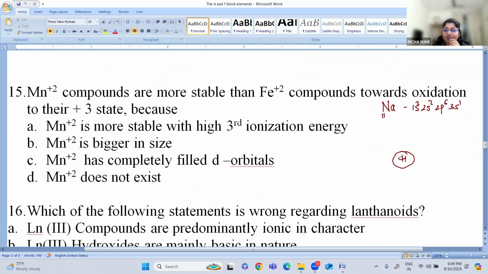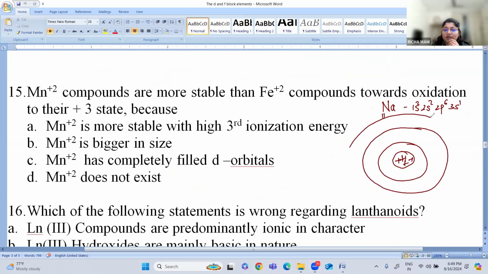Now let us put the electron filling. First I have 1s2, so here 2 electrons are there. Then I have 2s2 and 2p6, so 8 electrons. So 1, 2, 3, 4, 5, 6, 7 and 8 electrons.